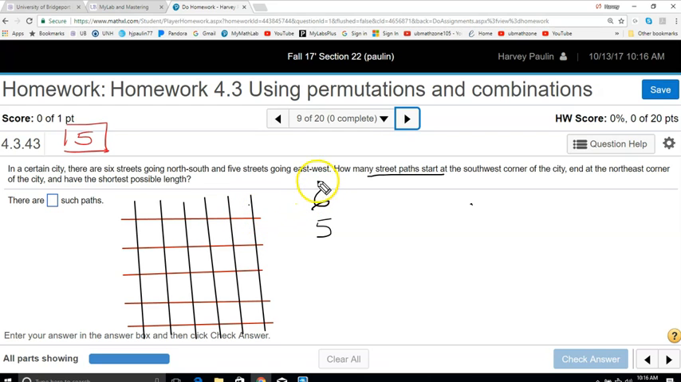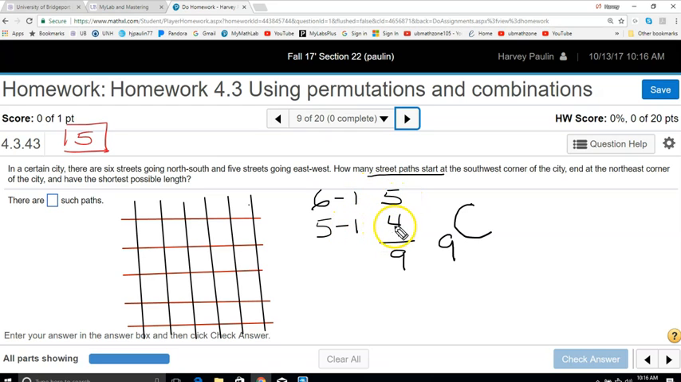So if there are 6 streets and 5 streets, take 1 away from each. So 1 would leave this as 5. Take away 1 here, leaves this as 4. So this adds up to 9. So again, repetitions are not allowed, but order is not important. So we're going to use combinations, and there's a possibility of 9 that we've gotten from this formula so far.